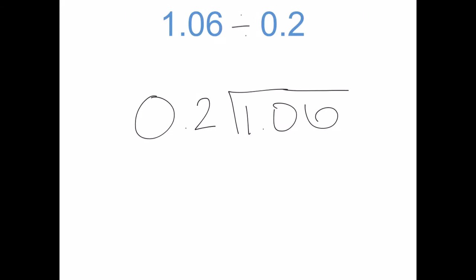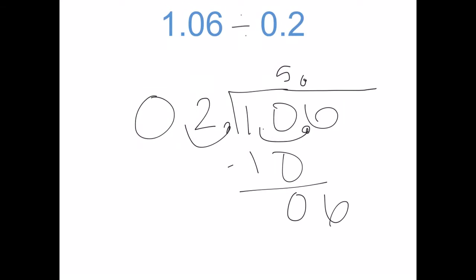So to solve this problem, you need to line it up first. How many times does 2 go? 5 times. But first I have to bring up my decimal. 10, 0. How many times does 2 go into 6? 3 times. 6 and 0. 5.3 is your answer.